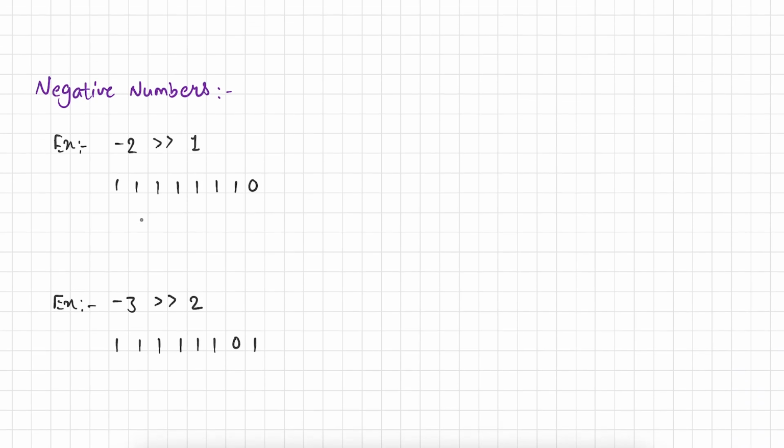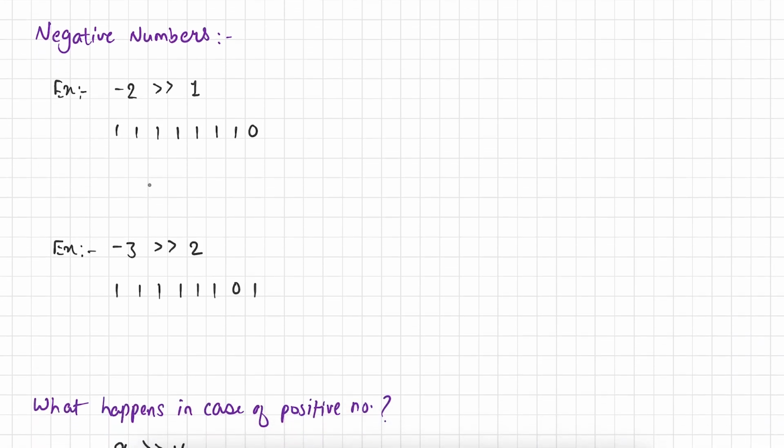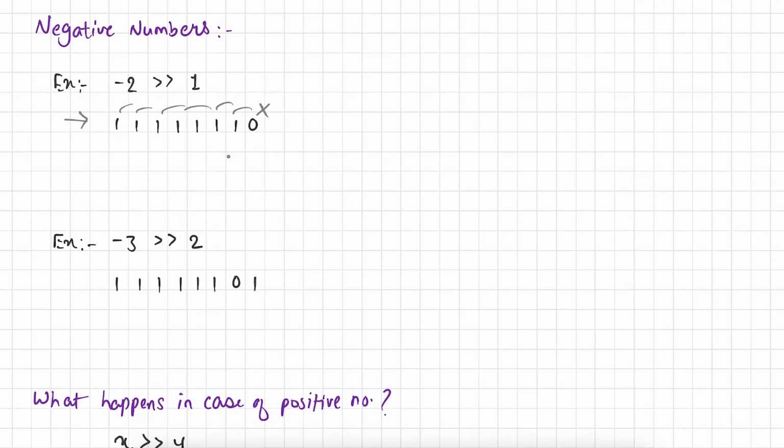Now let's move on to negative numbers. What happens when we apply the right shift operator on negative numbers? This is the binary representation of -2 and it is stored in 2's complement format. Let's say I want to apply the right shift operator on -2 and shift all the bits by 1. The rightmost bit gets ignored and all the bits are shifted towards the right. Correct?